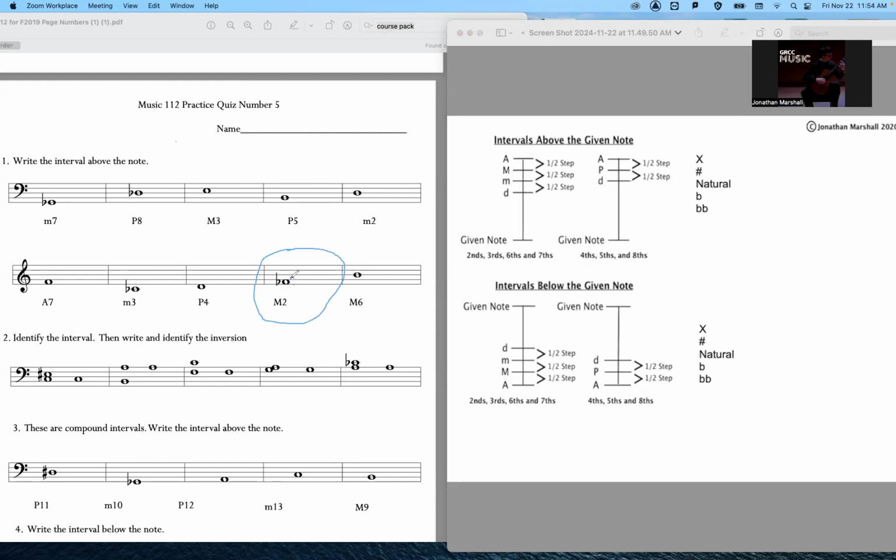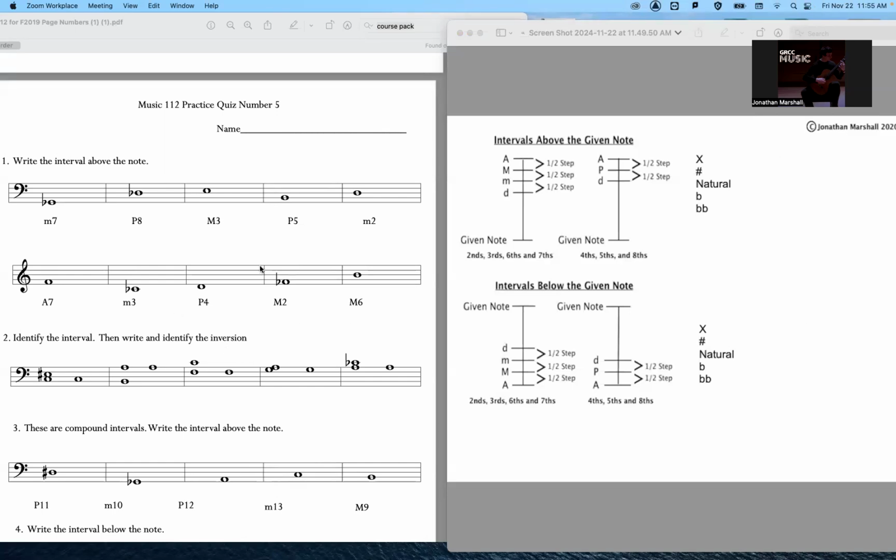So you just draw the second above. Now keep in mind, F to G is a whole step. That's a major second. So if you wanted a major second above F flat, you would just put that flat right there on the G, and F flat to G flat would be a major second. Okay, let's clear that. I'm going to move this over here.